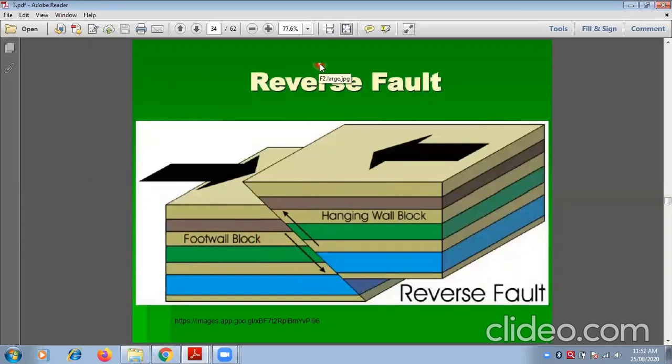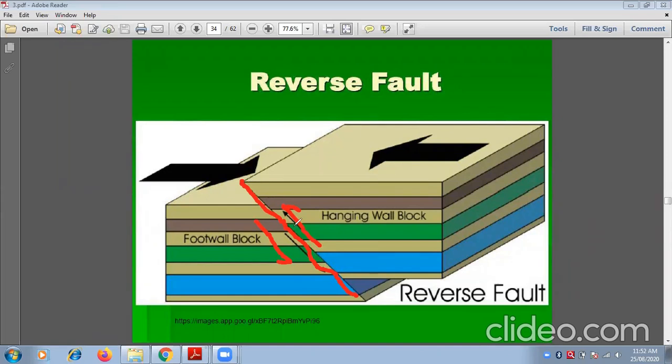Now what are your observations here? This is the fault plane, and on this fault plane the rock blocks have moved away from each other. Now this block moves towards the upward direction, this block moves towards the downward direction. Which block is moving upward? That is the hanging wall, and the footwall is moving towards the downward direction. So it is completely opposite to the previous type of fault, that is the normal fault.